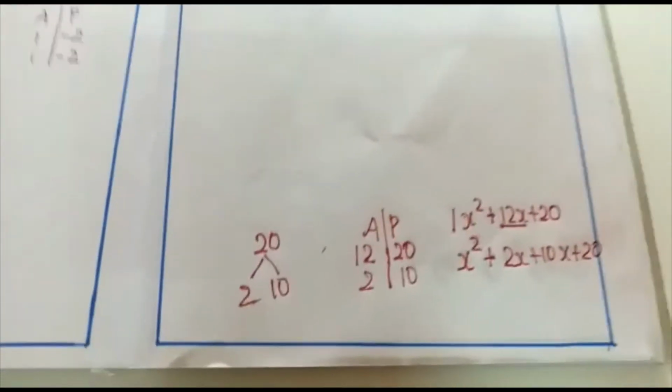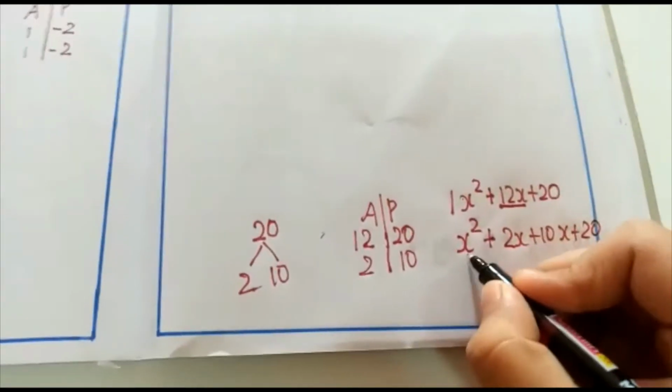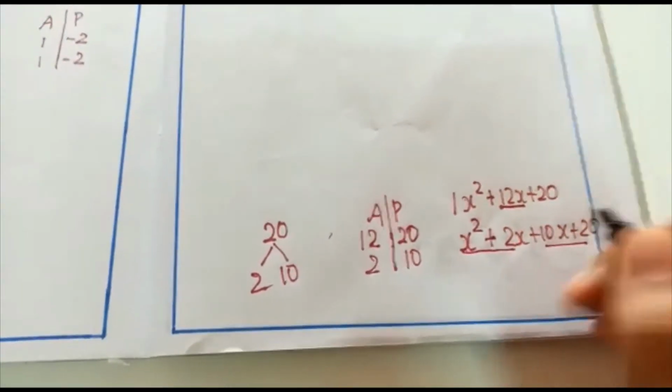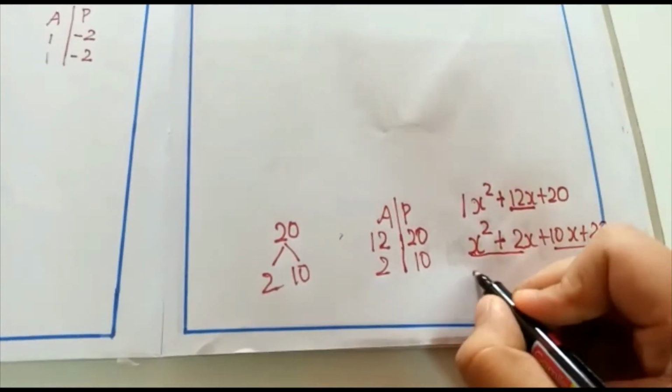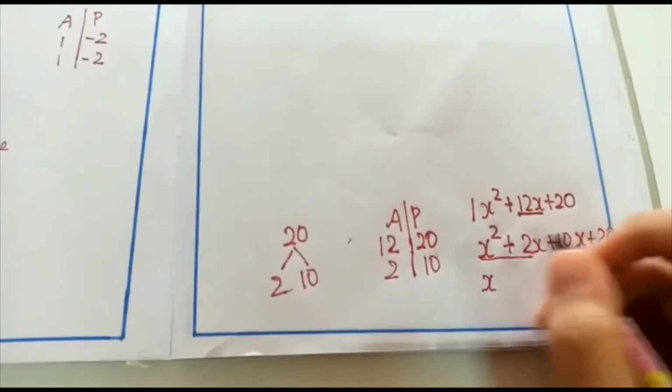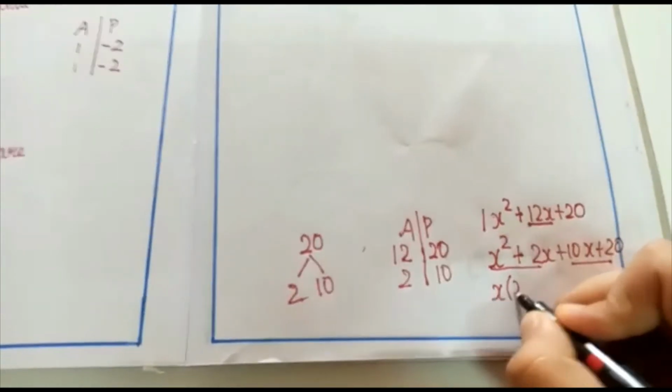So we get 4 terms now. For grouping, group 2 and take out the common. x is common here, x square plus 2x. Left over is x plus 2.